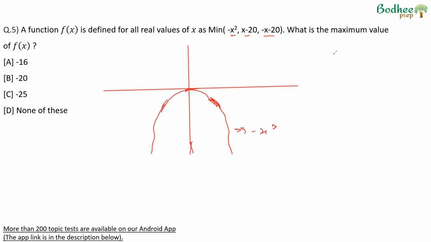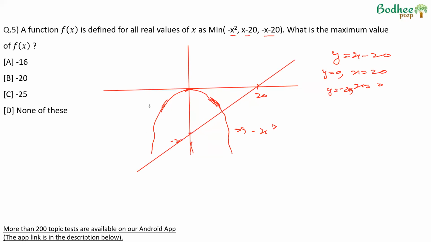Then we look at x minus 20. Now, if I write y is equal to x minus 20, when y is 0, x will be 20. And when x is 0, y will be minus 20. So we can draw a line joining these 2 points, x 20, y 0, and y minus 20, x 0. So this line will look something like this, roughly speaking. This is x minus 20.